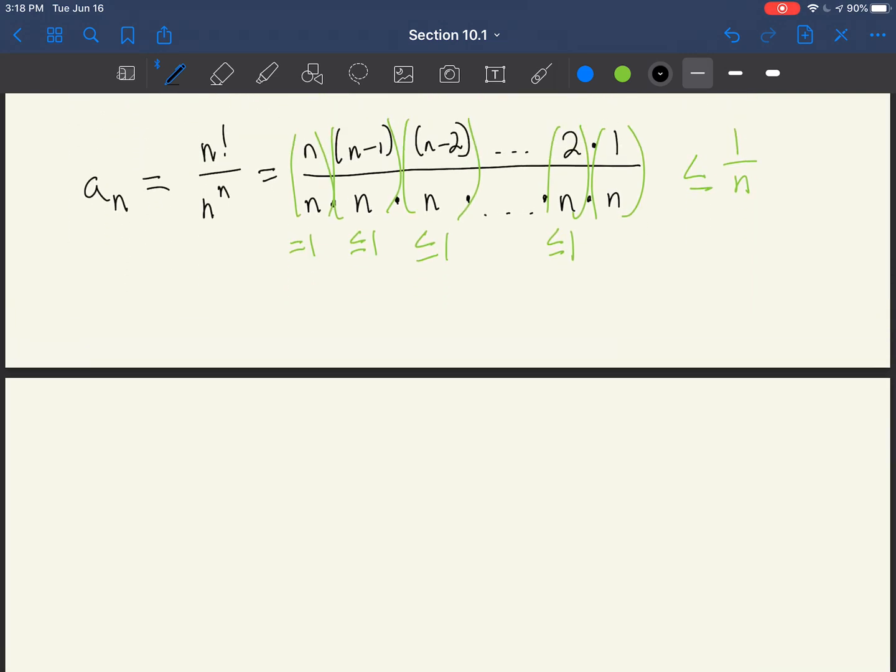Well, this is good because n factorial will always be positive, and n to the n will always be positive because we're only looking at positive integers for n. So we have 0 is less than or equal to a_n, which is less than or equal to 1 over n. So we can use the squeeze theorem, since 1 over n goes to 0.